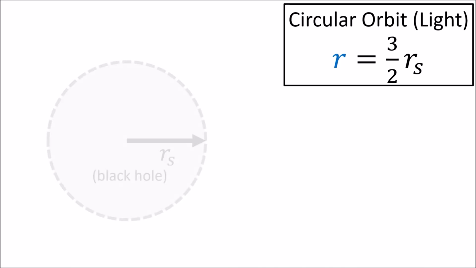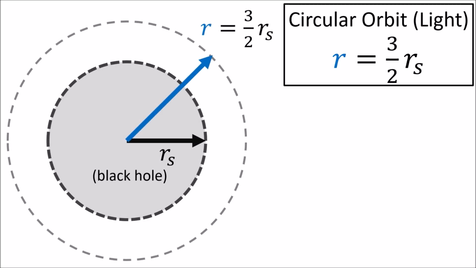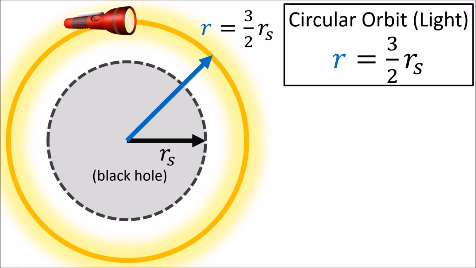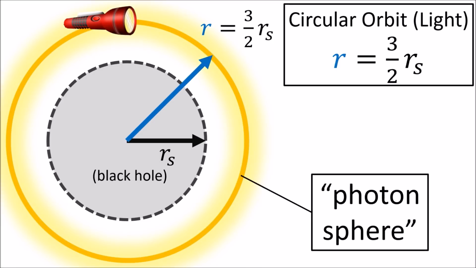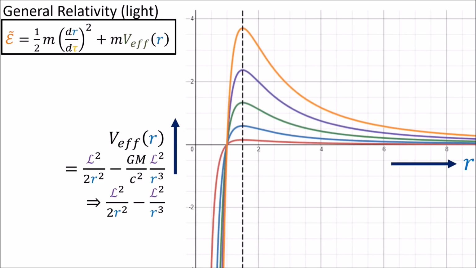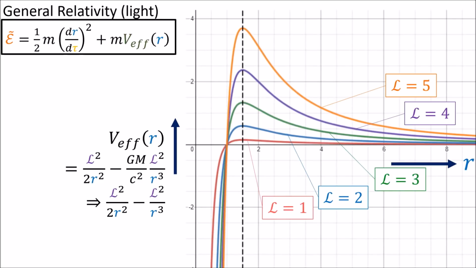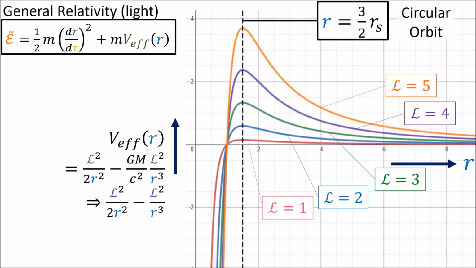This means that for a Schwarzschild black hole, if we turn on a flashlight sideways at exactly 1.5 times the radius of the event horizon, the light beam would orbit the black hole in a circular orbit. Because of this, the sphere with a radius of 1.5 Schwarzschild radii is called the photon sphere. If we graph the potential for the orbits of light, we can see the circular orbits appearing at 1.5 times the Schwarzschild radius for all values of curly L.